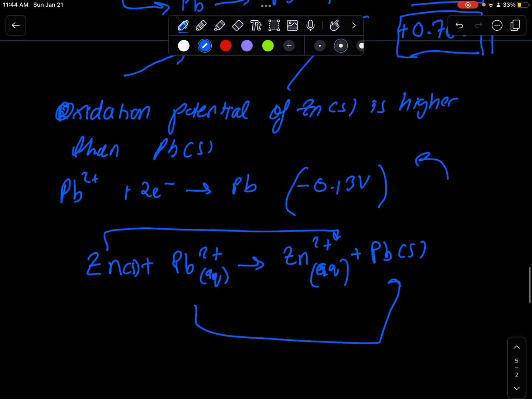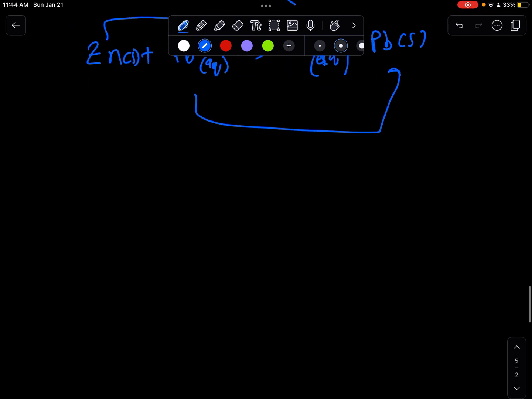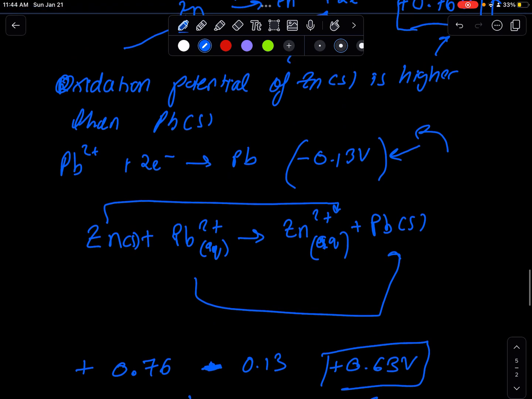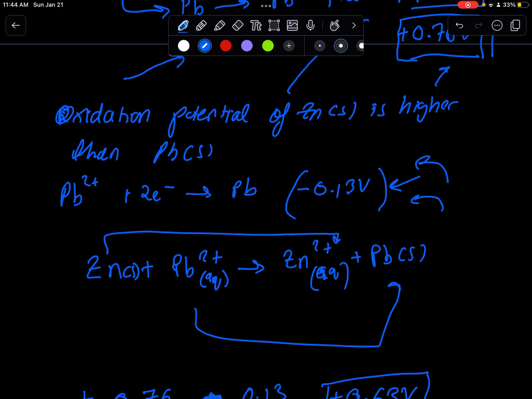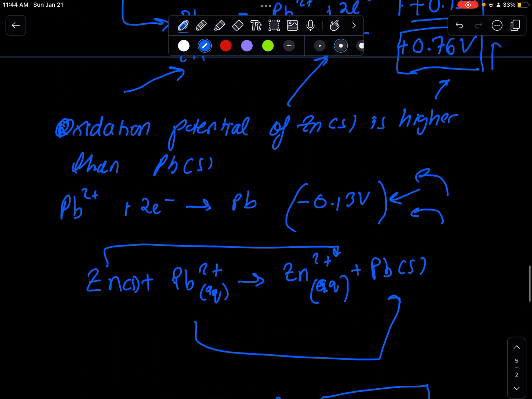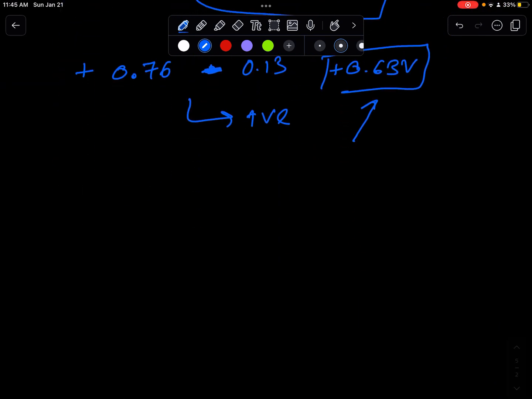This overall reaction is spontaneous because we can add this reduction potential to this oxidation. So 0.76, which is a positive, minus 0.13. That is still a positive number. It's a pretty small number, but we get 0.63 volts positive overall. That means that this reaction is spontaneous. Even though the reduction of lead is not spontaneous by itself, when we include the oxidation of zinc, the overall reaction is spontaneous. So the overall reaction is spontaneous. That means it can take place in the electrochemical cell.